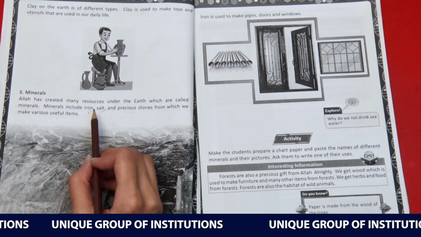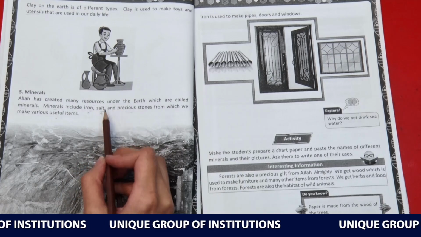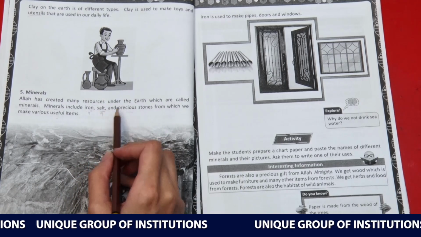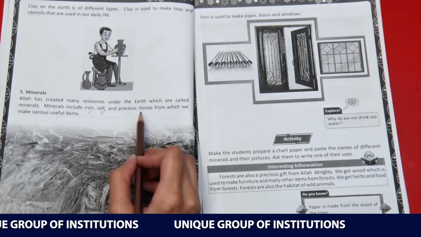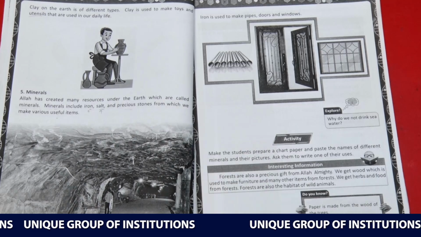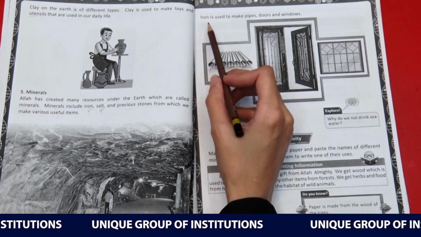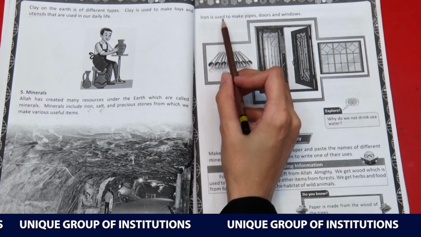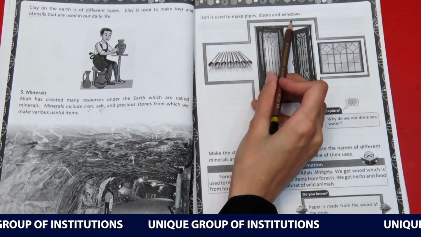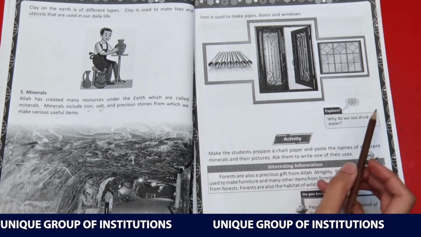Iron is used to make different pipes, doors or windows. Salt is used in our daily life, without which we can't cook. And precious stones, like gold and silver, we use in jewelry. Now moving on to page number 6, we are going to discuss the concept of iron as we discussed earlier. Iron is used to make pipes, doors and windows, just like in the picture we can see the pipes, the doors and the windows.